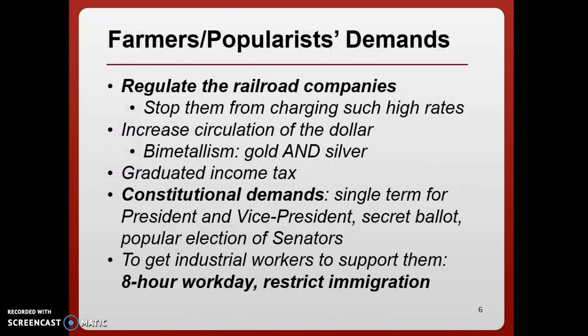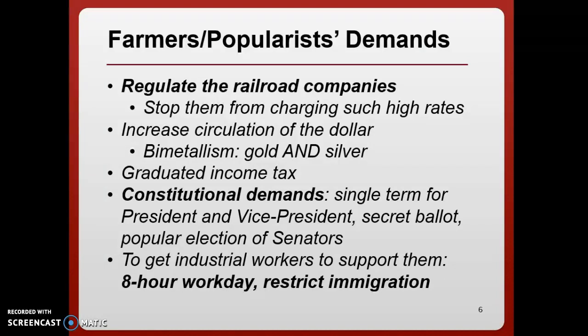So the big question is, what do they want? Basically the same things that both the Farmers Alliance and the Knights of Labor wanted, to get the industrial workers to support them. They advocated 8-hour work days and limiting immigration. What the farmers want is regulation of the railroad by the government. They also advocated for a graduated income tax, and that's what we have today, and some constitutional demands.